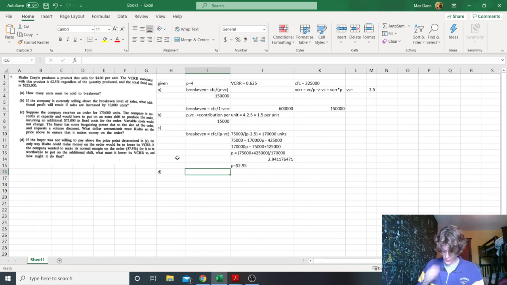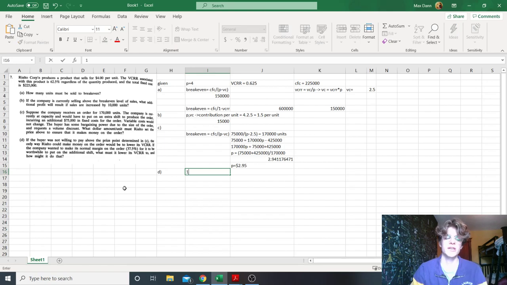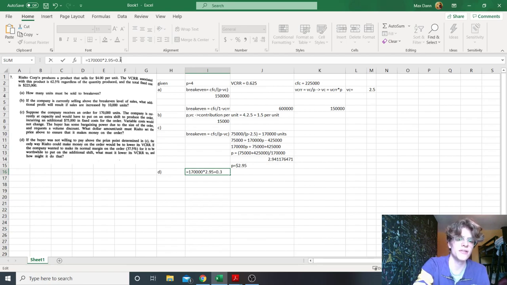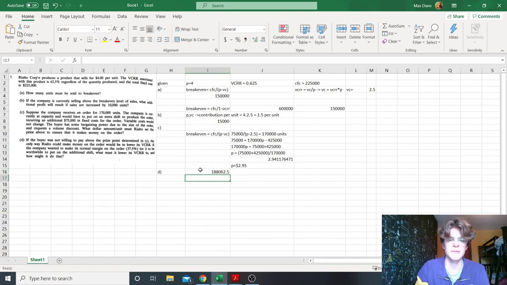Okay, so even though they don't want to use this price, we're going to use it just to determine the break even. So for these 170,000 units, we need to multiply that by 2.95, and then multiply it by the margin that we're making of 37. This is how much we would make on the units if we sold them at this price. We'd make this much.